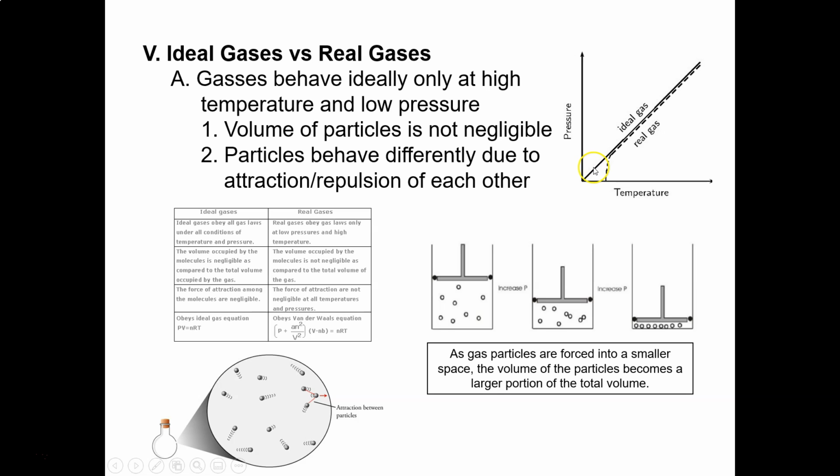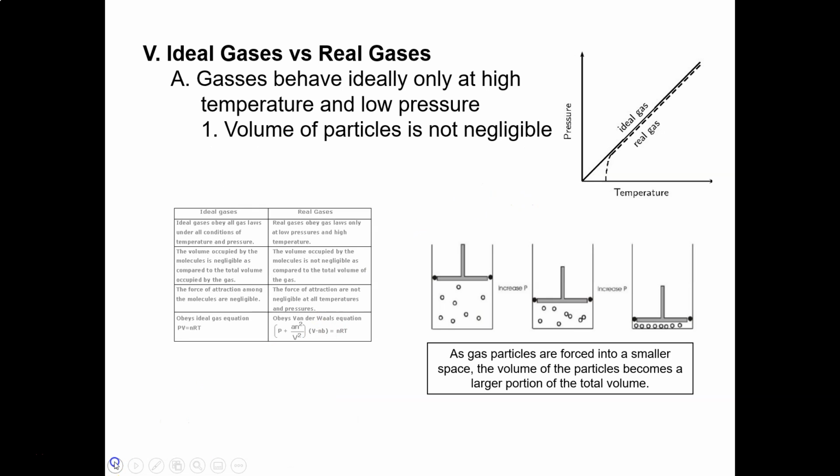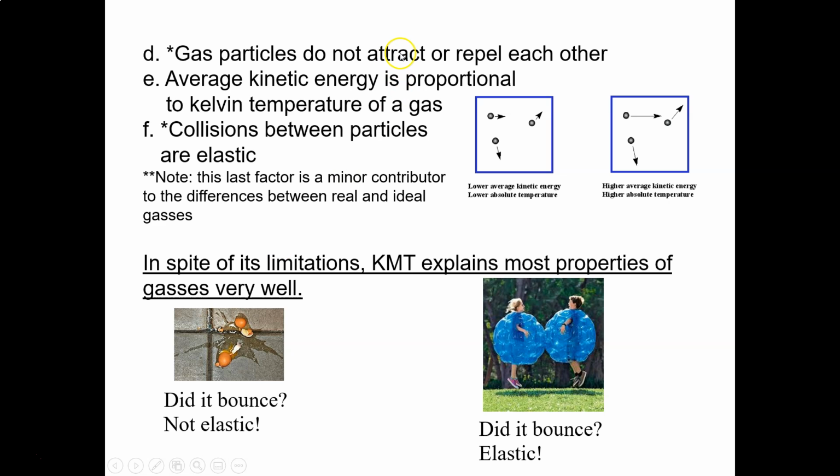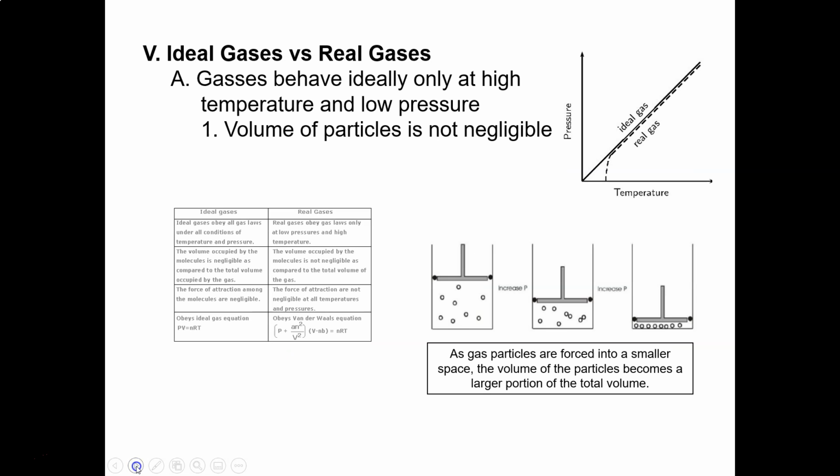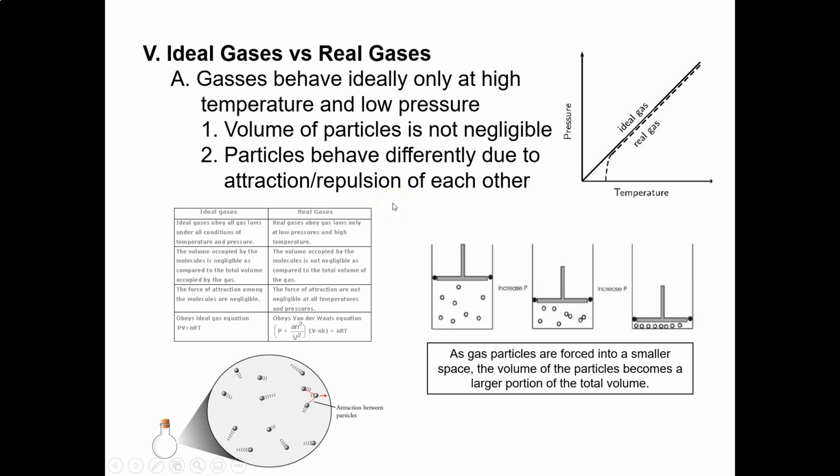Another thing is that the particles behave differently in a real gas due to attraction and repulsion of each other. Recall that the kinetic molecular theory says gas particles do not attract or repel each other. Now, this is the assumption that's not true for real gases. In a real gas, these particles definitely do have some sort of attraction or repulsion from one another. So what you need to know from this slide is basically what I have here, and also make sure to read this little table that should be in your notes as well and understand it, and that might or might not pop up on your test.